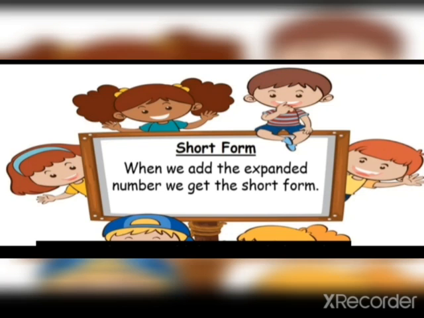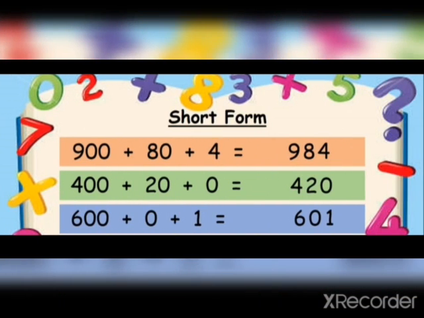Similarly, coming to the short form. When we add the expanded numbers, we get the short form. Let's understand this with the help of an example. Here we have the numbers 900 plus 80 plus 4 in expanded form. When we add these numbers, we get the short form 984. 400 plus 20 plus 0 when added gives the short form 420. 600 plus 0 plus 1 when added will give the short form 601.